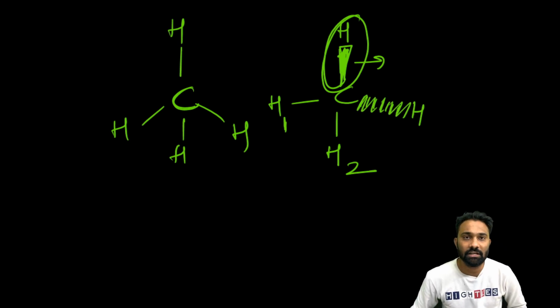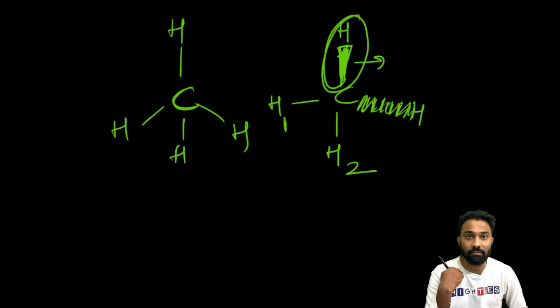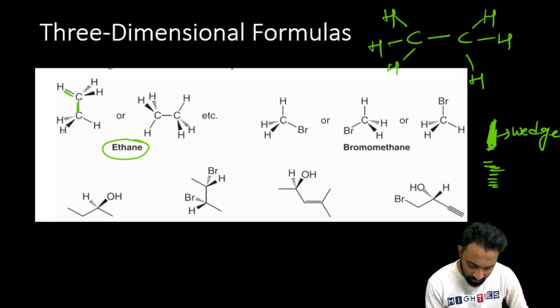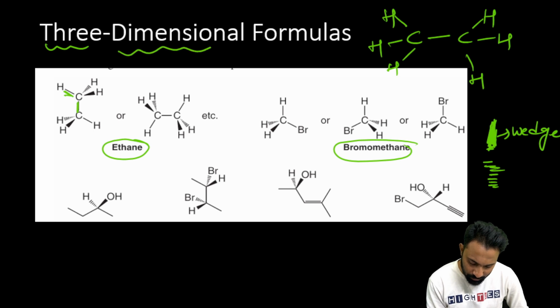Clear? In three dimensions, if you want to represent the molecule, one will be in the wedge notation towards the observer and one will be in the dotted notation away from the observer, and these two will be in the plane. Now you can see one will be towards the observer, one will be away from the observer, and these two will be in the plane. Clear? Done? Now these are some examples of how to represent the formulas three-dimensionally.